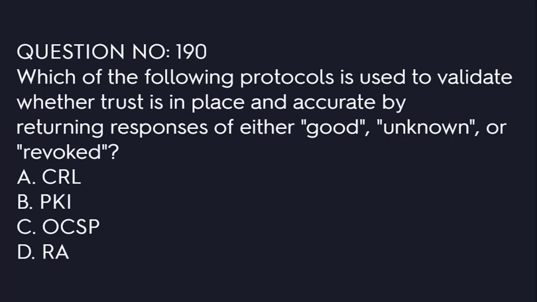Question no. 190: Which of the following protocols is used to validate whether trust is in place and accurate by returning responses of either good, unknown, or revoked? A. CRL. B. PKI. C. OCSP. D. RA. C.